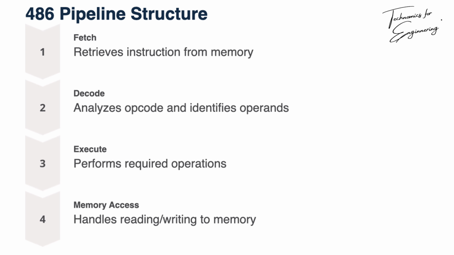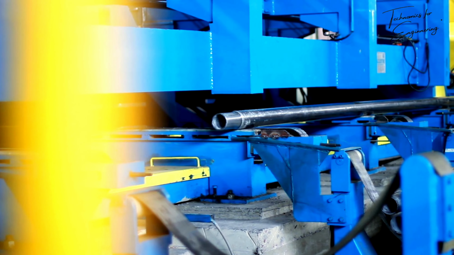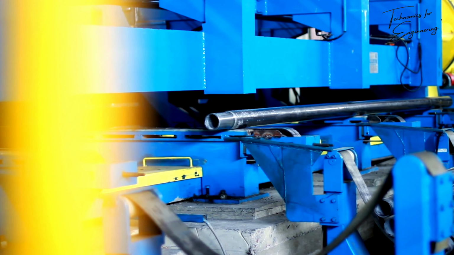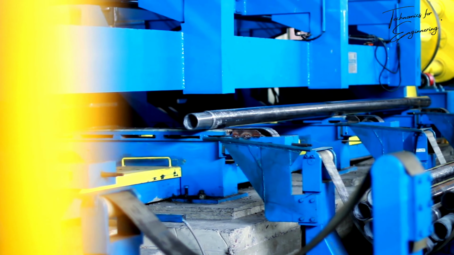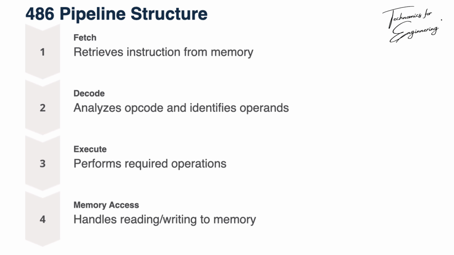First, instruction fetch. In this stage, the processor retrieves the instruction from memory. The program counter, PC, identifies the current instruction's location, which is then fetched via the system bus and brought into the processor. Second, instruction decode.